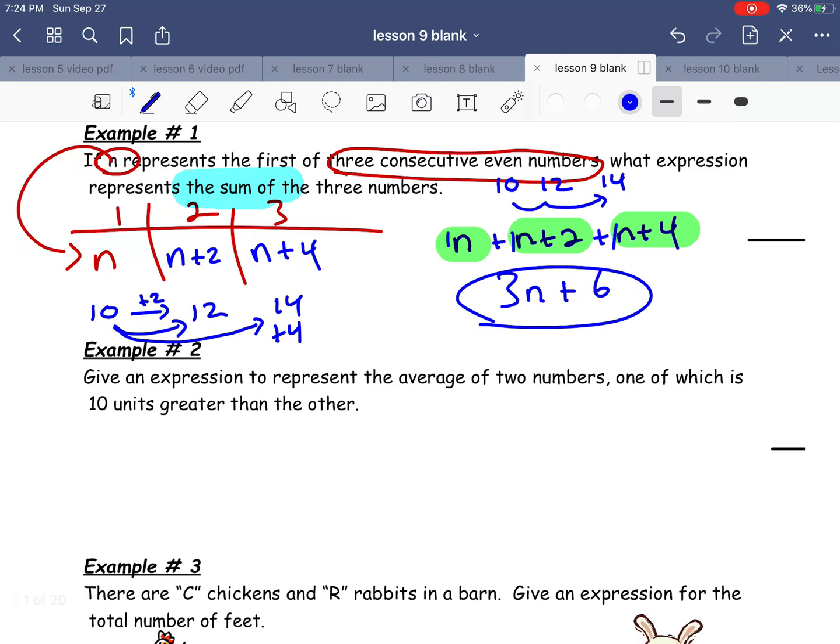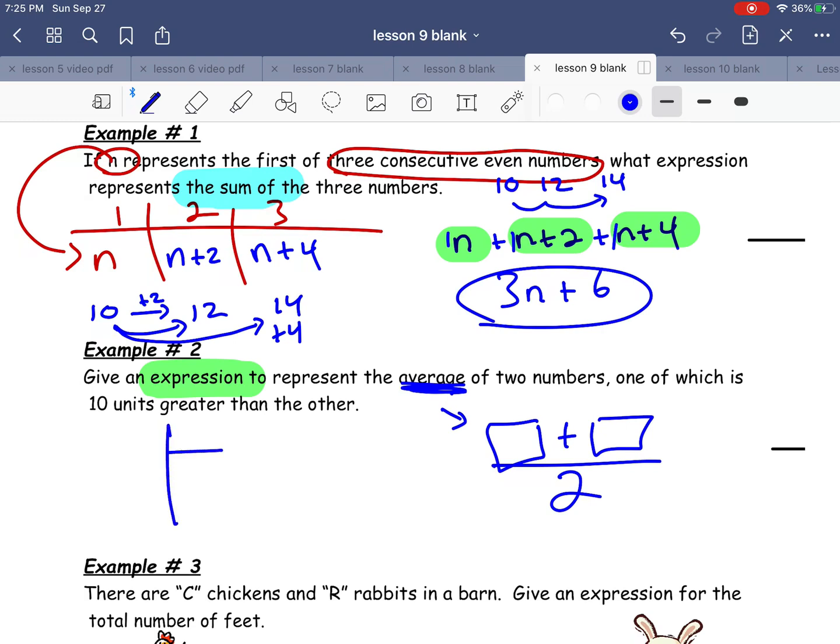Example 2. It says, give an expression. Okay, that's really my step 3, give an expression. I'm not there yet. Represent the average. Okay, average will be helpful because that's going to tell me what to do with my numbers. So that's really my expression. If I take the average of 2 numbers, I'm simply just adding 2 numbers and dividing by 2. Before that, though, I do have to create that chart. So step 1, the question is about just taking the average of 2 numbers.